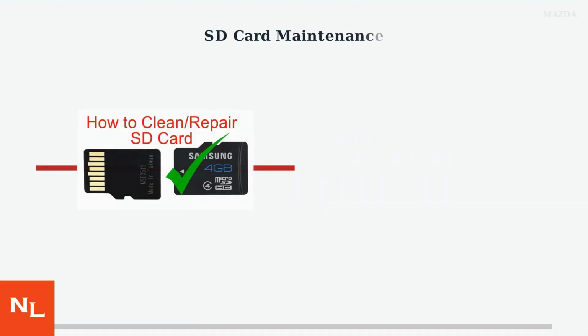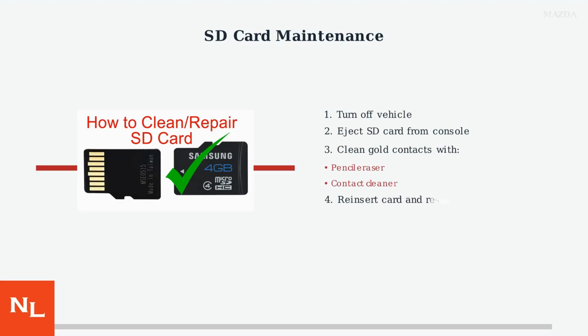A faulty or dirty navigation SD card can cause system slowdowns and map loading failures. Regular cleaning of the SD card contacts can resolve these issues. First, turn off your vehicle completely. Locate and carefully eject the SD card, usually found near the center console. Clean the gold contacts using a pencil eraser or contact cleaner, then reinsert the card and restart the system.